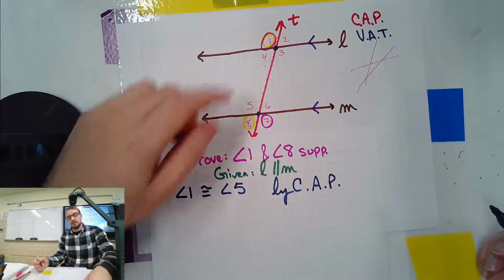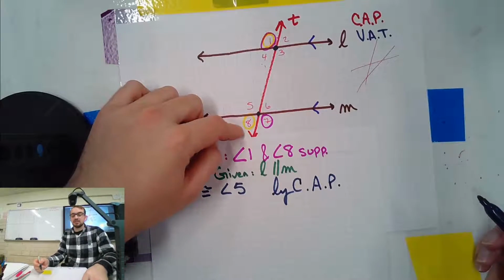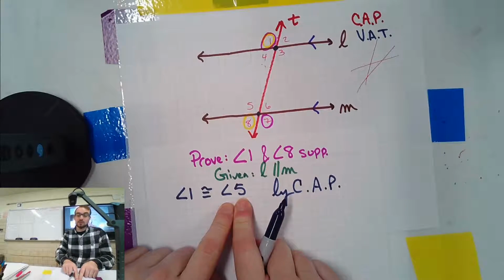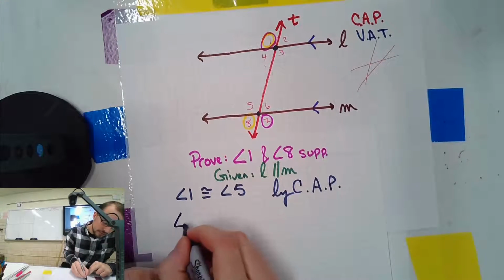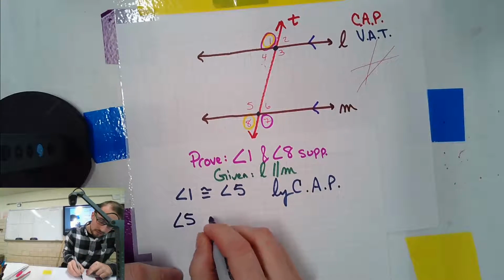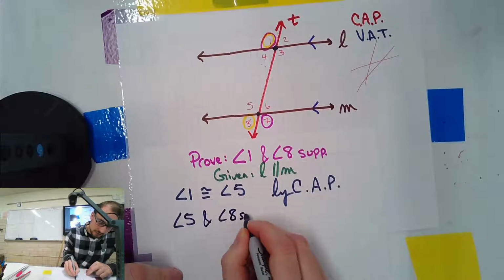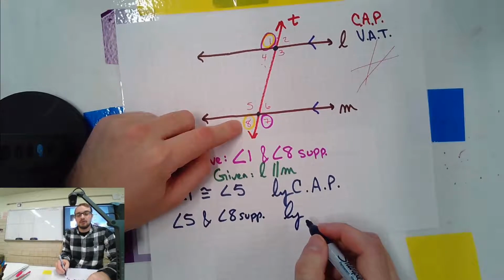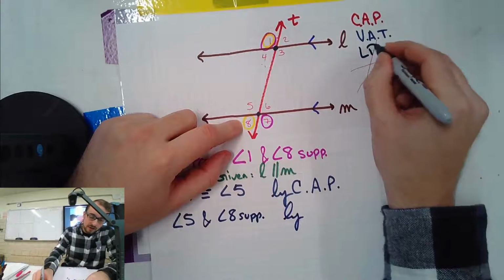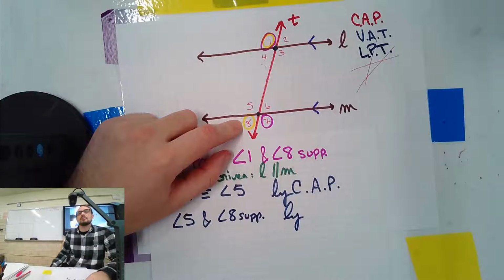That's great. Now, what do I know about 5 and 8? Because if I can create a relationship between 5 and 8, I can switch them out, right? They're supplementary. Okay. So 5 and 8 are supplementary. And we know that by what? How do we know 5 and 8 are supplementary? We've got 3 things we can use. Linear pair theorem, vertical angles theorem, and CPCTC.